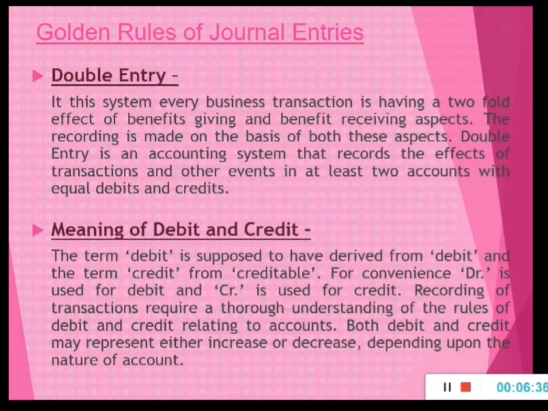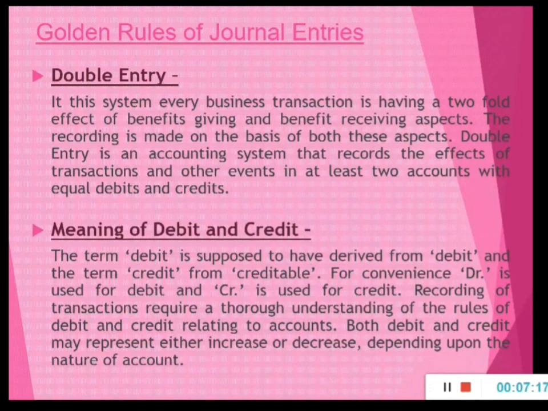Double entry is an accounting system that records the effects of transactions and other events in at least two accounts with equal debit and credit. So the transaction will be shown in at least two accounts, that is one in the item that is debited and the other item that is credited. In journal entry, for convenience, we use DR, which represents debit, and we use CR, which represents credit.